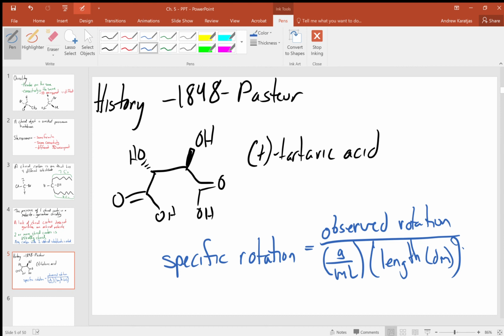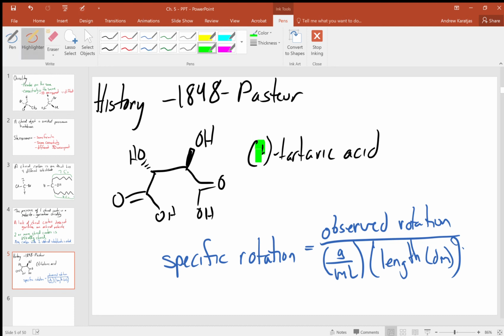And what he found was very interesting. He found that the two samples of tartaric acid each gave the same amount of rotation, but in opposite directions. And so while this was obviously very new in 1848, we now know if we have two molecules that are mirror images of each other, they will rotate light the same magnitude, but in opposite directions.